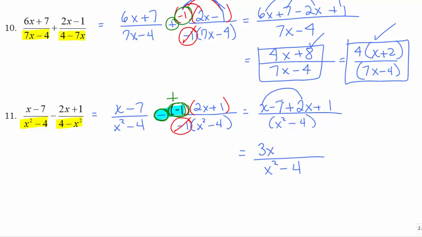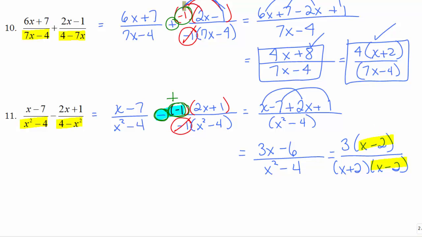collect like terms. Am I done? I don't know. I bet I could factor. I can take out a 3. The denominator is the difference of two squares. Look at there. I've got a common factor of x minus 2. So I can reduce those. And that's my final answer.